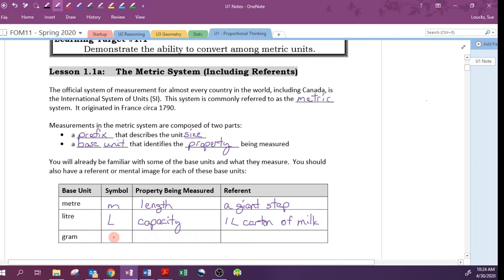Finally, we have the gram, which is abbreviated with a lowercase g, and that measures mass. And in common use, mass and weight are used interchangeably. They're not technically the same thing, and in science it matters, but in common usage, we talk about how much do you weigh? I weigh this many kilograms. But it technically is mass. And a single gram is about a paperclip. So a gram is not very much, okay?